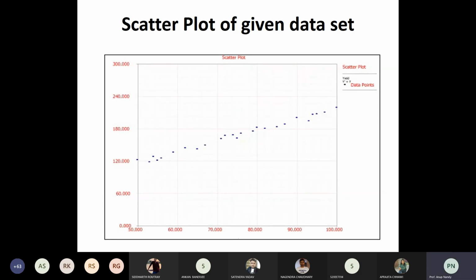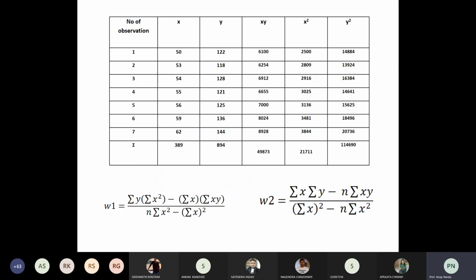Okay, what will be your first task? You just see the scatter plot of the data points. So you have this. Next, actually here all the observations have not been shown, only 7 observations have been shown. Now you have to compute.